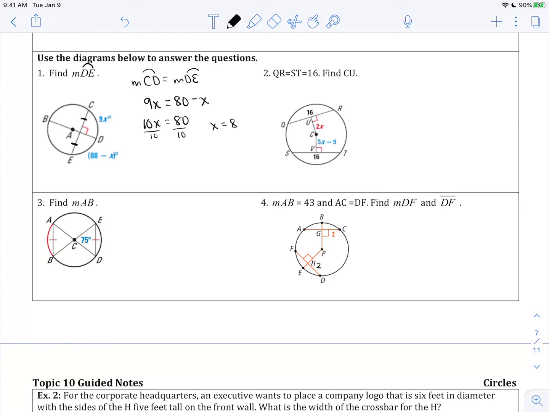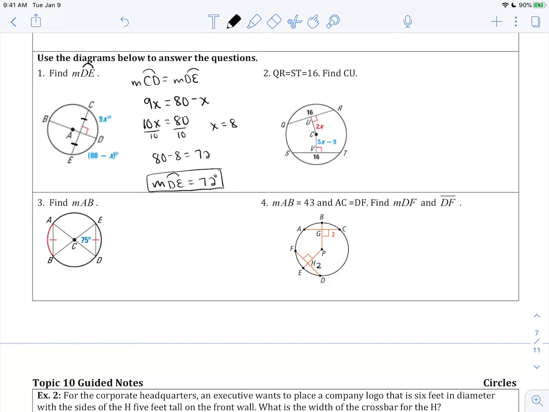Now it didn't just ask us to solve for x, it asked for arc DE. So I'm going to plug 8 back in, so I get 80 minus 8, which is 72, right? So the measure of arc DE is 72 degrees. Cool. All right. Next one, QR equals ST. Both are 16. Find CU.